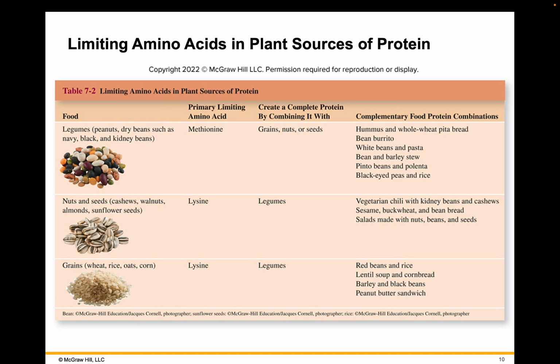And you're not going to be responsible for identifying the actual limiting amino acids and how we get to a more complete protein through the complementary process. But just an understanding of this particular concept is going to be important.